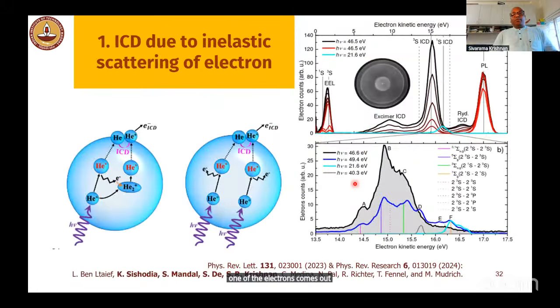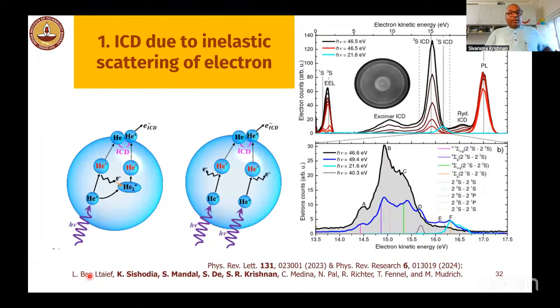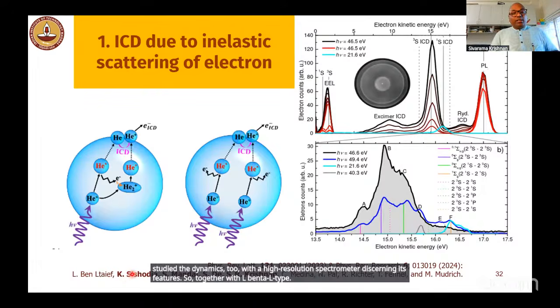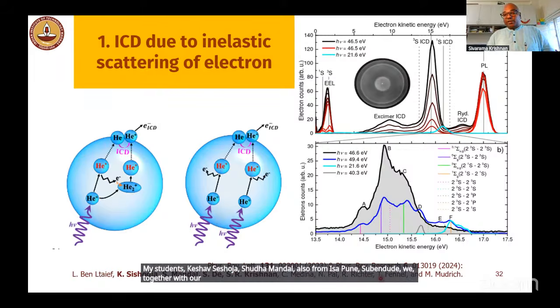So we studied this in greater detail and studied the dynamics too with a high resolution spectrometer, discerning its features. Together with El Taif, my students Keshav Sishodia, Shuddha Mandal, also from IISER Pune, Shubhendu Dey, we together with our collaborators published this nice paper in Physical Review Letters in 2023.